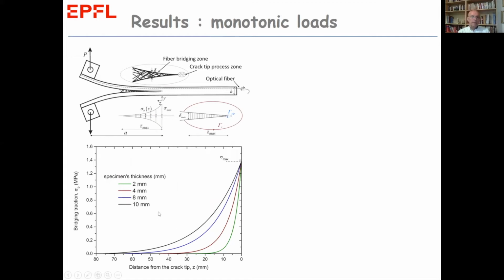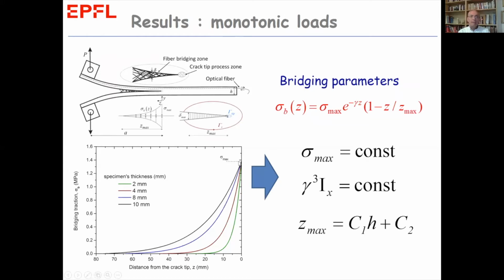Clearly, the stresses for the thicker specimen are quite higher as compared to the rest, which progressively diminish towards the thinnest. What is interesting to note is that sigma max, the maximum stress at the crack tip, is independent of thickness, the product of gamma cubed times the moment of inertia of the bending arm is constant, and Z max is a linear function of the thickness. Those relations are quite important.